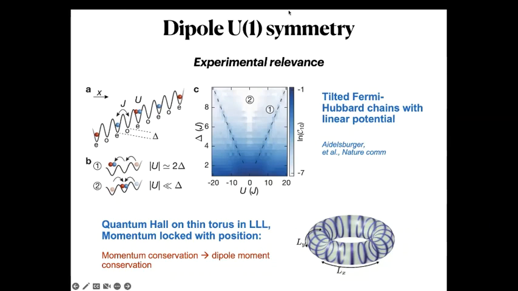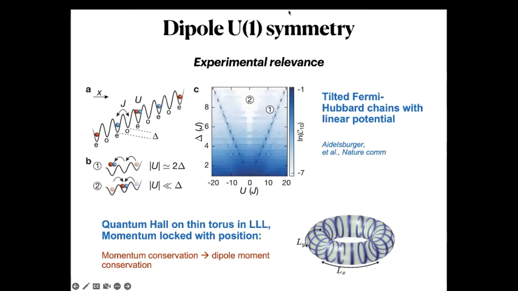Instead, we can have some charge neutral object, like here the blue corresponds to the charge and the red corresponds to some anti-charge, forming a dipole moment. And this neutral object does not perceive the linear potential in 1D. And these are the elementary degrees of freedom that can fluctuate in a 1D tilted Fermi-Hubbard chain.